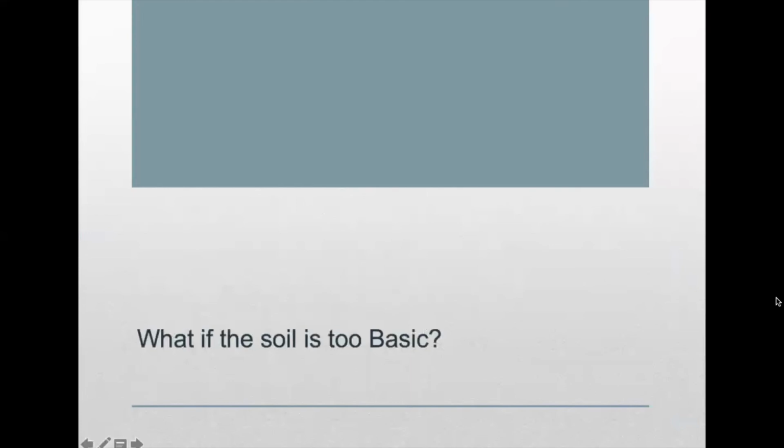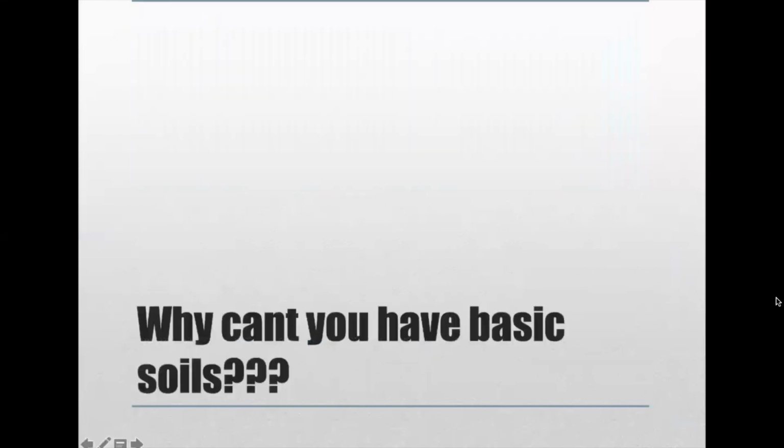So now we know what to do if a soil is too acidic. What should we do if a soil is too basic? An issue associated with having basic soils is that some plants require acidic soils. A lot of evergreens and oak species require more acidic soils, as well as hydrangeas and blueberries. They as well require this.